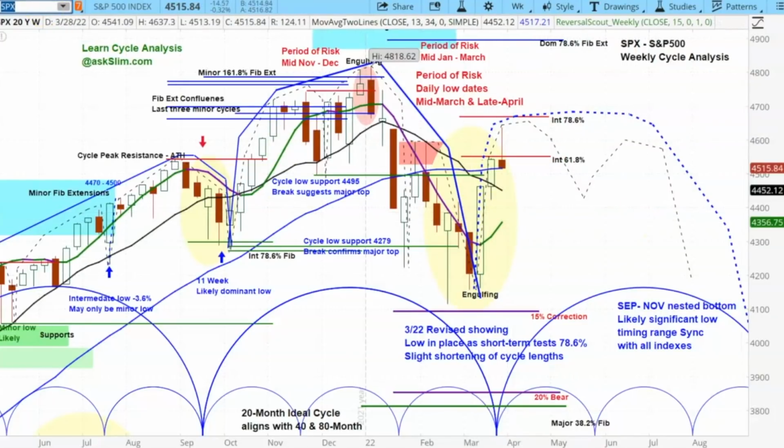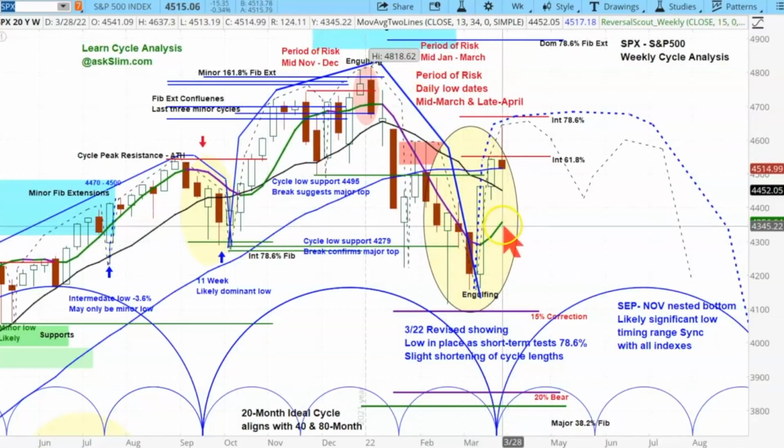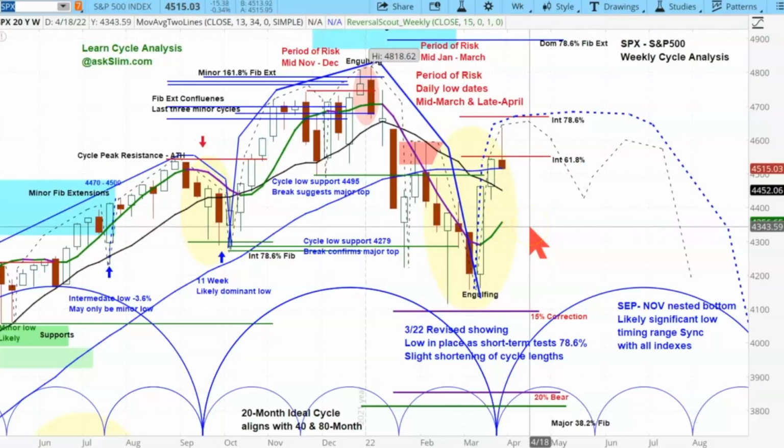You can see in here our analysis is made up of three major components: cycle analysis, momentum analysis, and on the weekly chart we're using our reversal scout, and also what we call swing high, swing low analysis, where we do the fib projections and support and resistances.